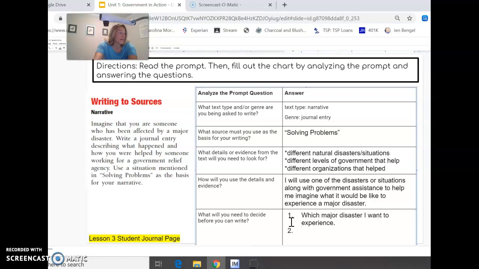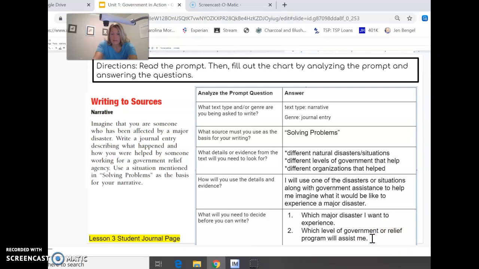And then I need to decide which level of government or relief program will assist me.